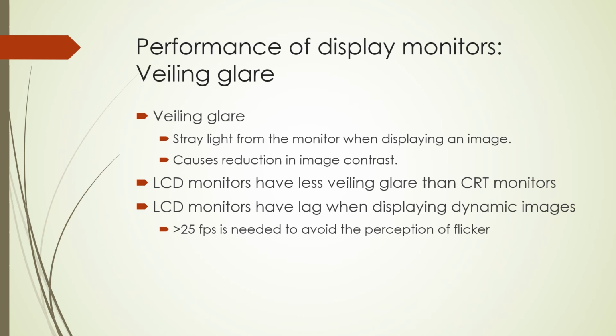For LCD monitors displaying dynamic images, a frame rate of greater than 25 frames per second is needed to avoid the perception of flicker. When we spoke about CRT monitors a few slides back, we mentioned that a frame rate of 60 to 80 frames was used to avoid the perception of flicker when displaying stationary images. LCDs, on the other hand, do not suffer from flicker when displaying stationary images.